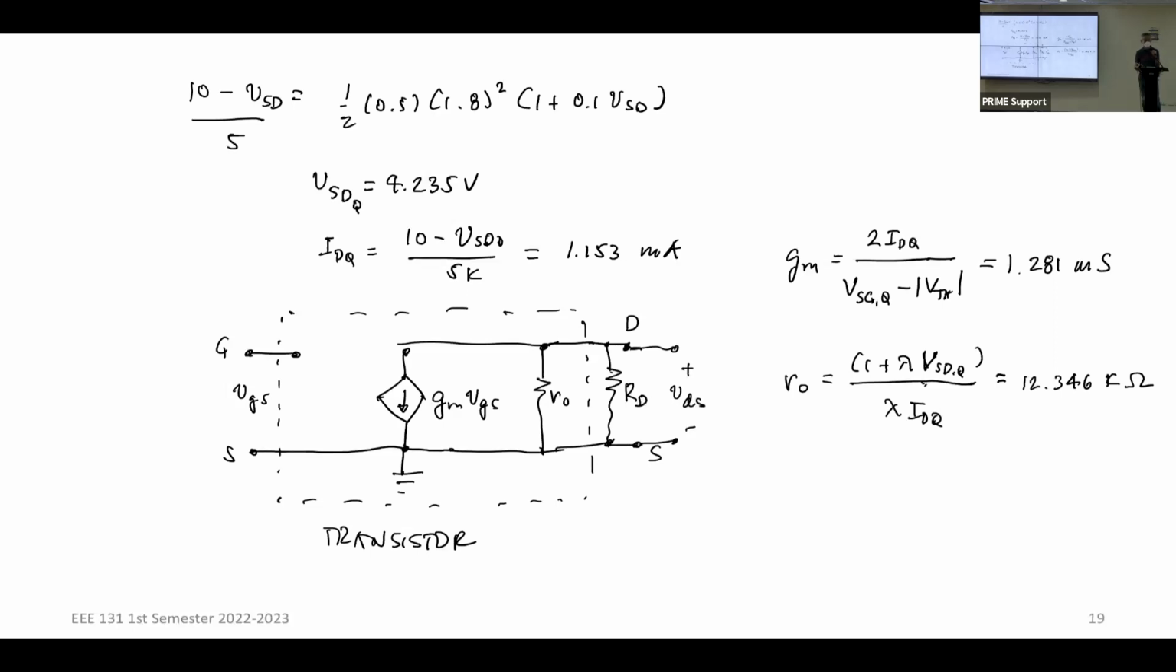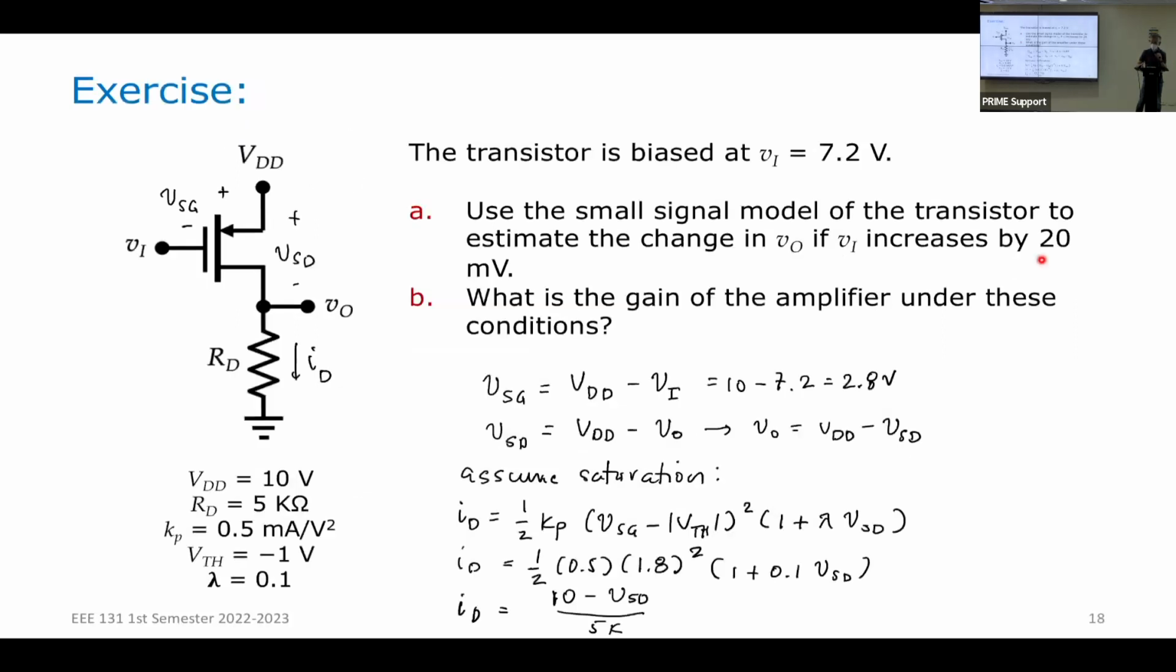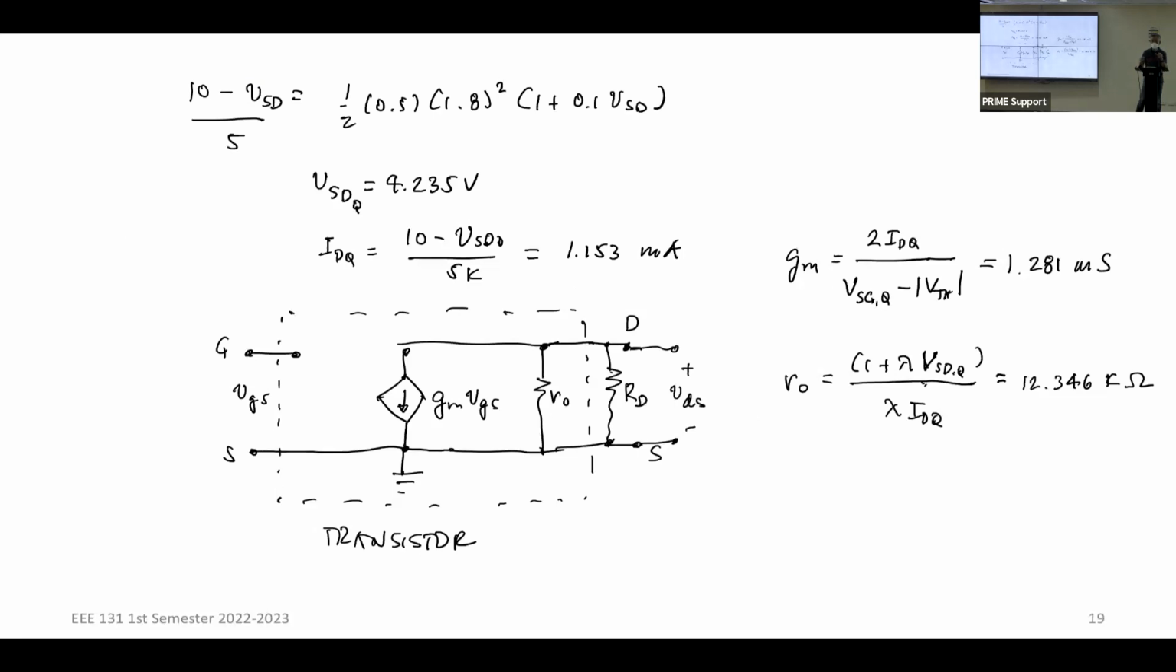Okay, 12.346 kilo ohms. So what this says is, if VGS changes by, what was it in the problem, 20 millivolts, that's a very small value. You can consider that to be small signal because it's 20 millivolts. If the small vgs, meaning the change in VGS, is 20 millivolts, what will be the value of this current source? So if vgs is equal to 20 millivolts, gm vgs will be equal to what? That's 20 millivolts multiplied by 1.281 millisiemens. I don't know if I have that. Let me just compute that.